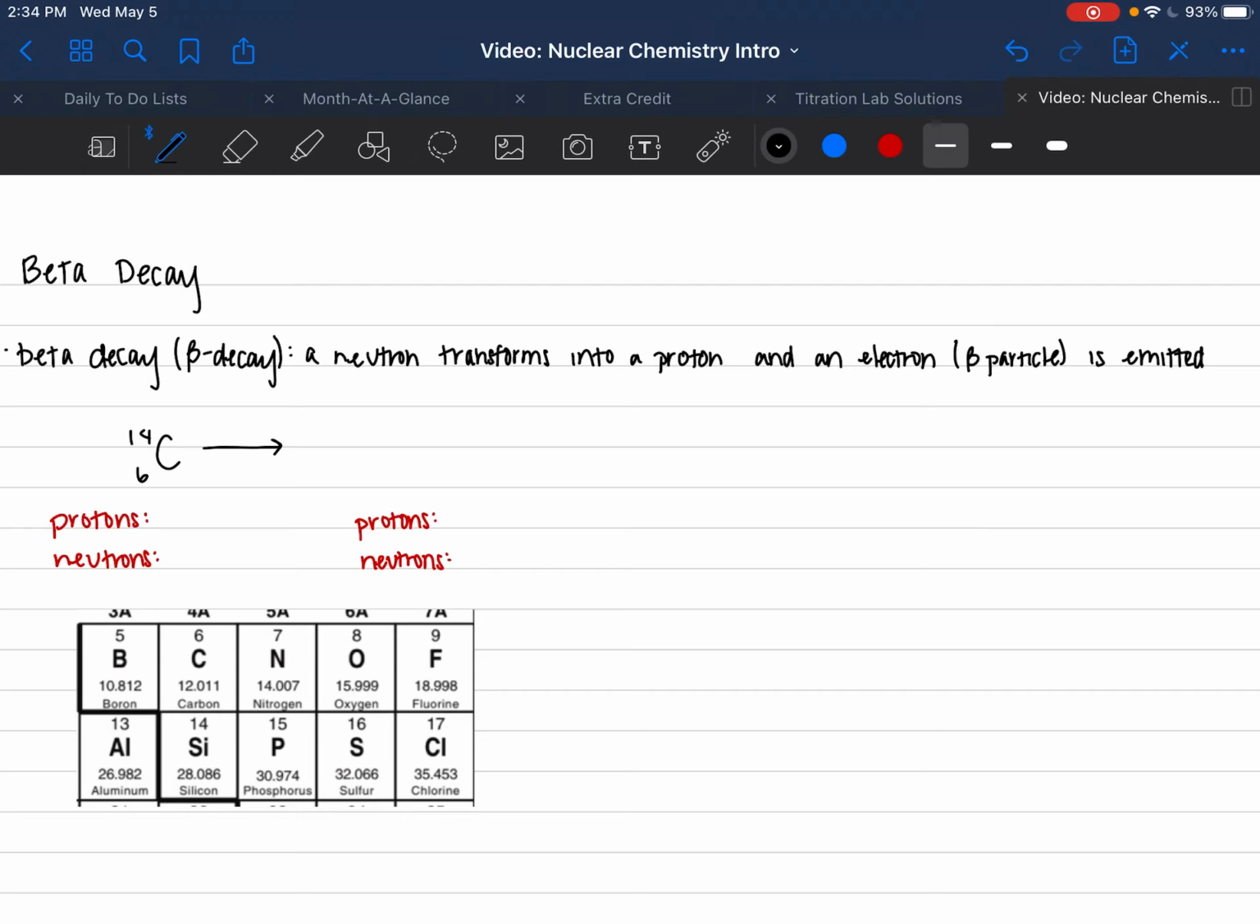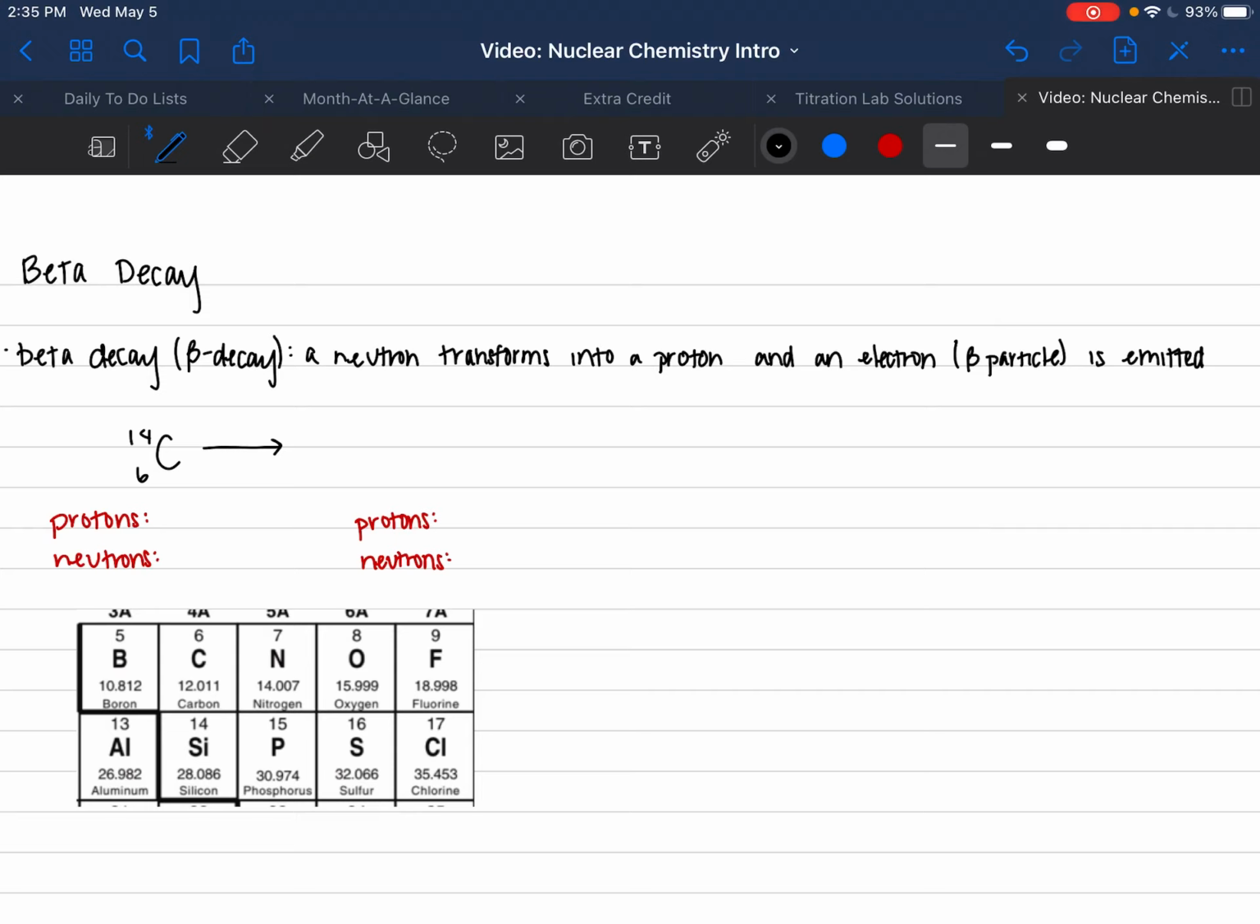So it sounds a little crazy, but neutrons will transform into protons in this particular case. This example right here, we're dealing with something called carbon-14. You've probably heard of that. They use a lot of carbon-14 for dating really ancient biological material. So it's a really cool thing to think about for the purposes of this video. So this carbon-14 will go through radioactive decay. It'll specifically go through beta decay.